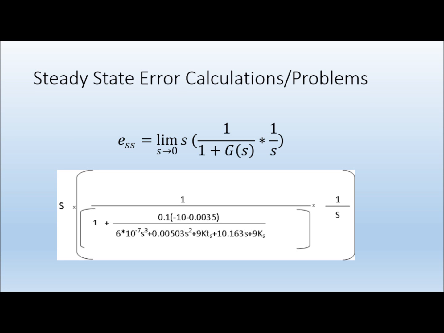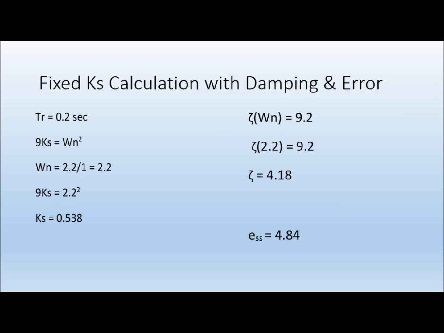So we decided that we had to change our settling time or rise time to get a new Ks value to fix our error. In order to fix our steady state error, we needed a better value for Ks. To do this, we decided to change our rise time from 0.2 seconds to 1 second. Our new value for omega n became 2.2, and our new value for Ks became 0.538. This gave us a steady state error of 4.5. We then plugged in our omega n value to the other equation to find our damping coefficient, which gave us a zeta equals 4.18.